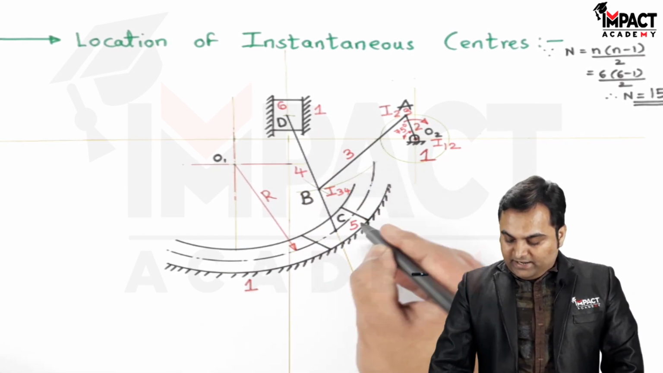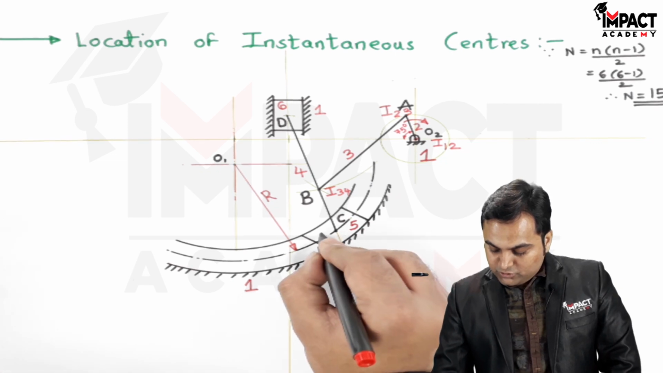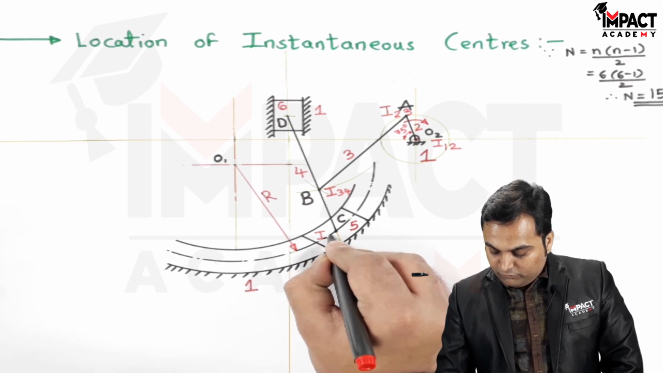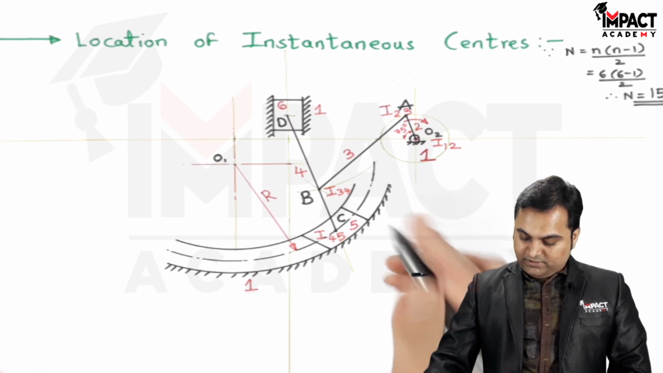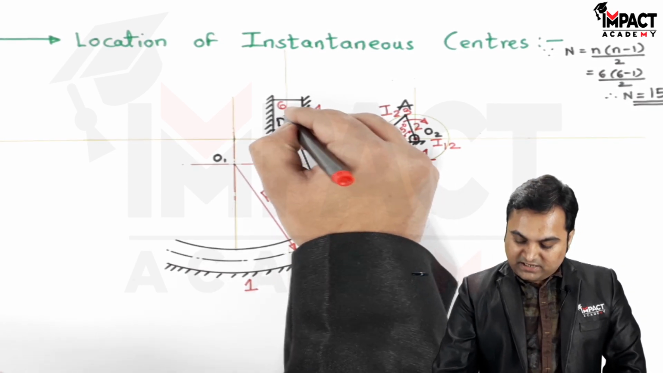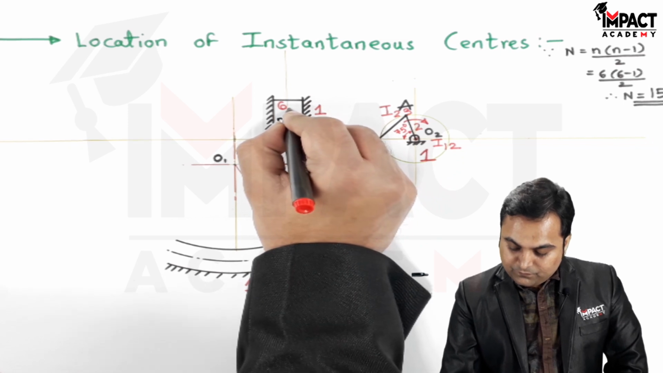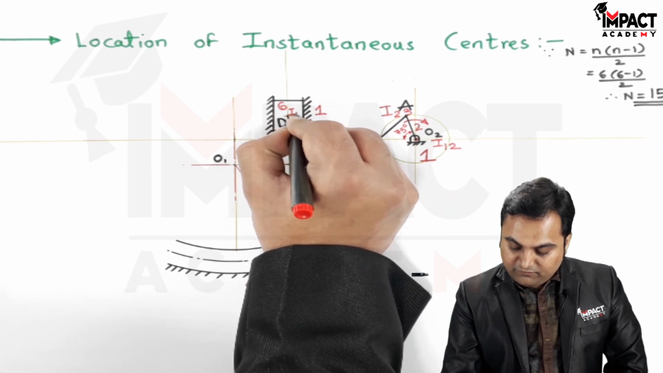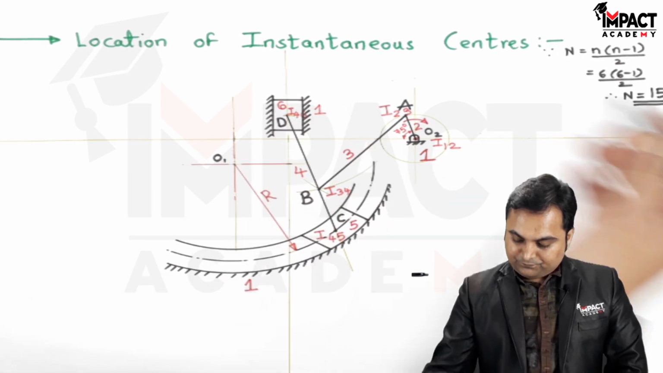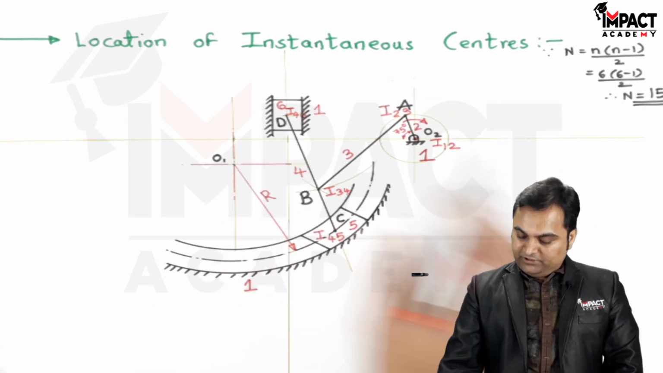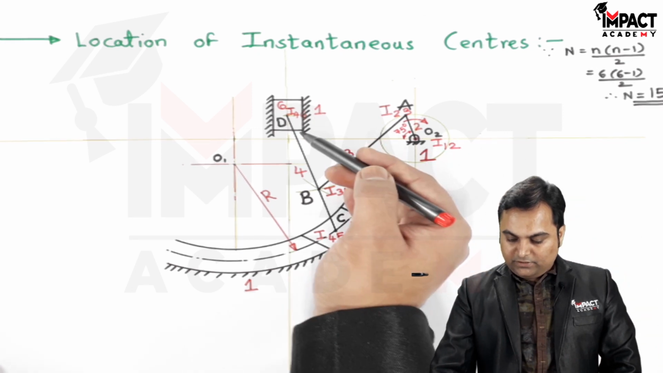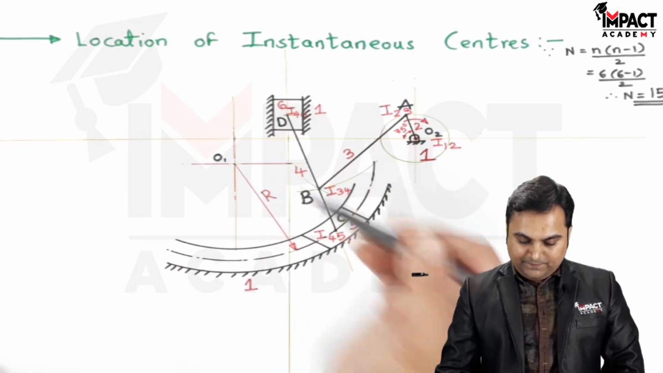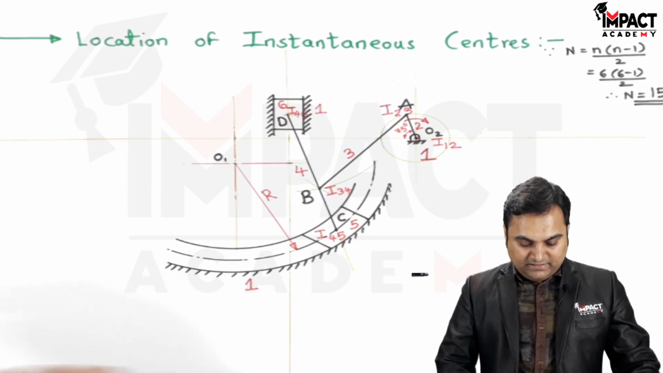Next 4 and 5 are connected over here. So I get here I45, a permanent ICR. Then 4 and 6 are connected over here. So we have I46, permanent ICR.